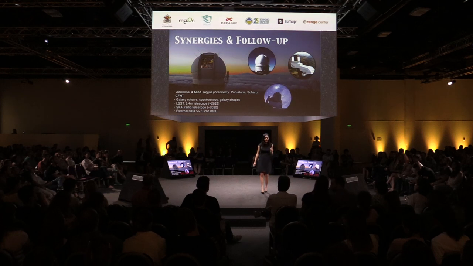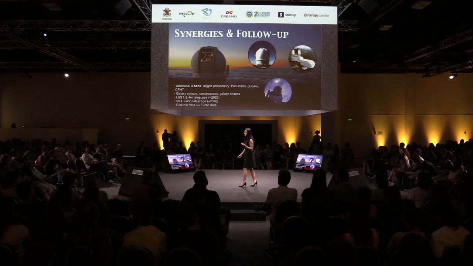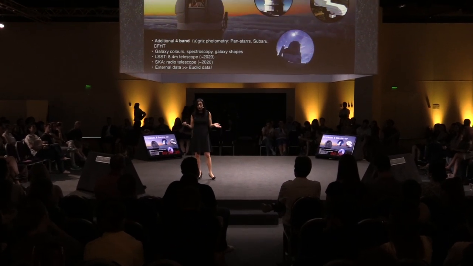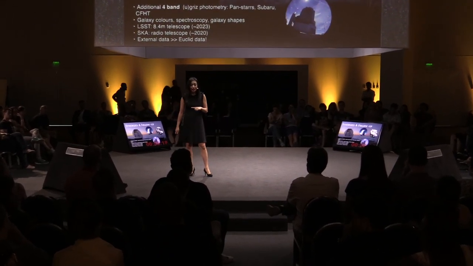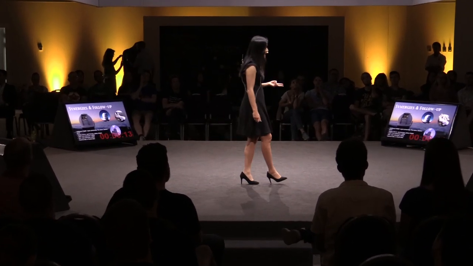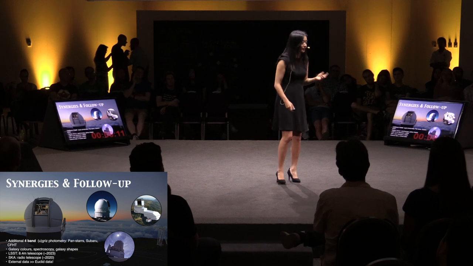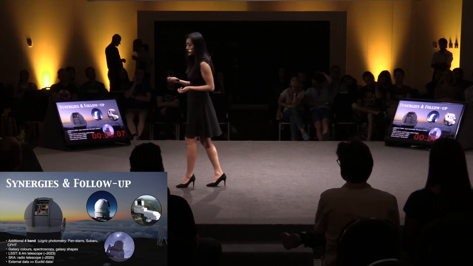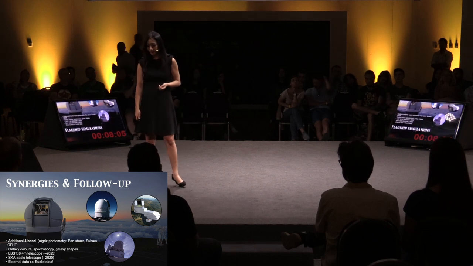It's really important to stress that the external data in Euclid is going to be much, much larger than the internal data. LSST will be getting 15 terabytes of data a day, whereas SKA will be having like 3 terabytes of data per second. So we need to figure out how to deal with this big data before it comes up.